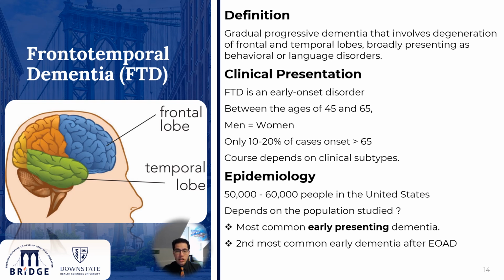The epidemiology, so it's about 50,000 to 60,000 cases in the United States, and it depends on the population studies. It could be considered the most common early presenting dementia, and it could be the second most common early dementia after early onset Alzheimer's disease.